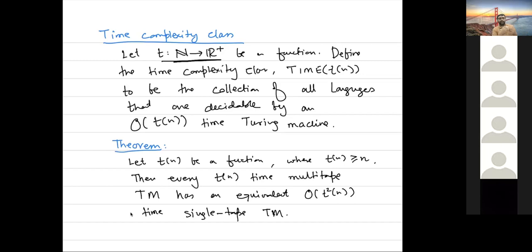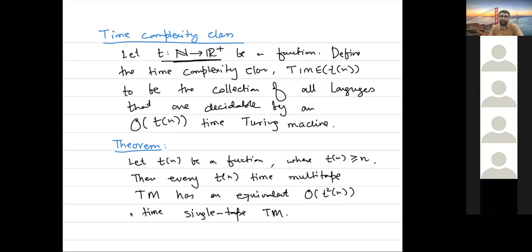It's quadratic in the actual polynomial. For example, if the actual function t of n was n, which is the time required by a multi-tape Turing machine, then the time required by a single tape Turing machine will be n squared. If it was n log n, then it will be n squared log n. Okay, n squared log squared n, and so on. So it is just the square of whatever the time.